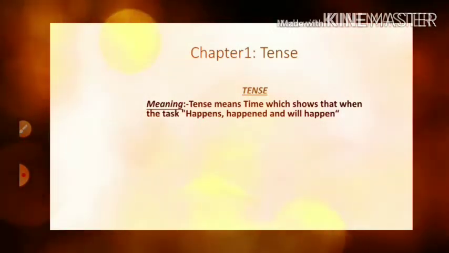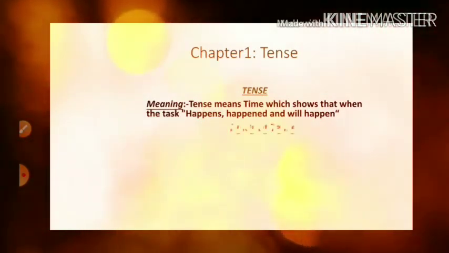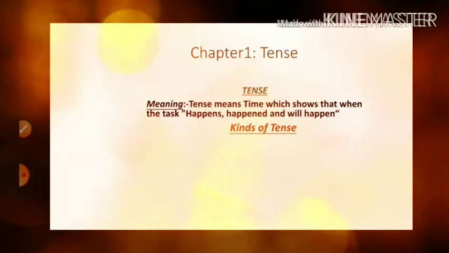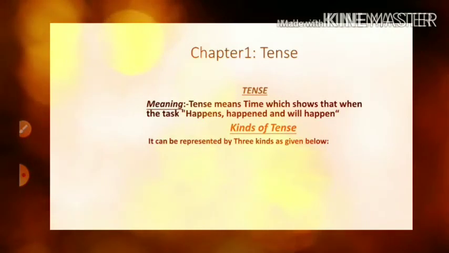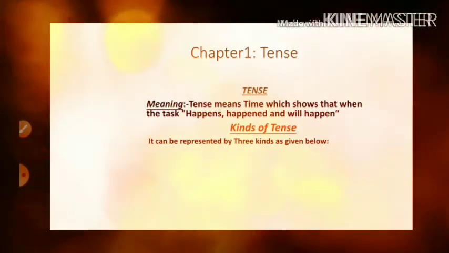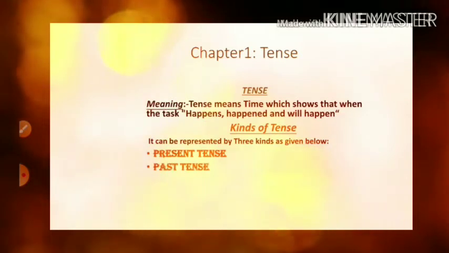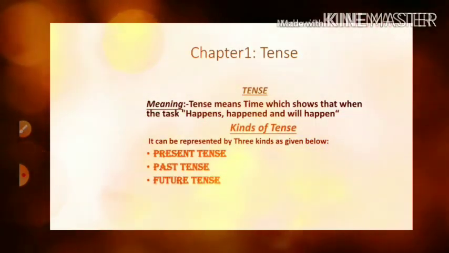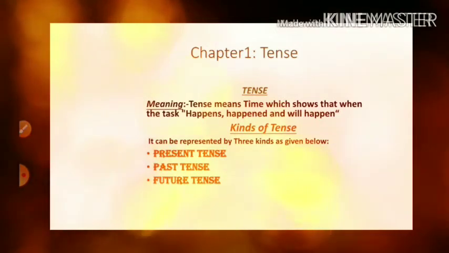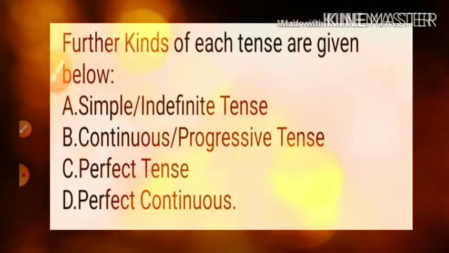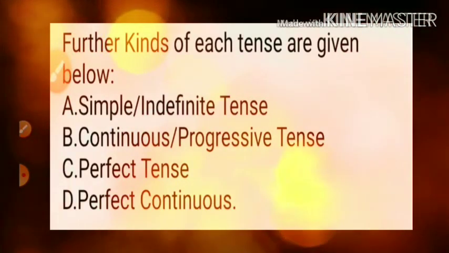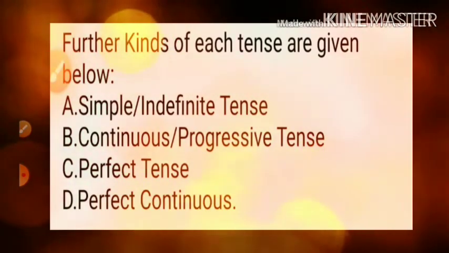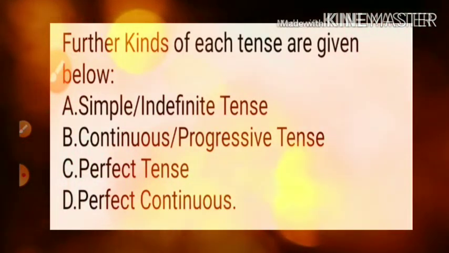So that's why, in these three situations, the kinds of tenses are divided into three parts. There are three kinds by which the tense or time can be represented: present tense, past tense, and future tense. Before going further, there is a further division of the tense: simple or indefinite tense, continuous or progressive tense, perfect tense, or perfect continuous tense.